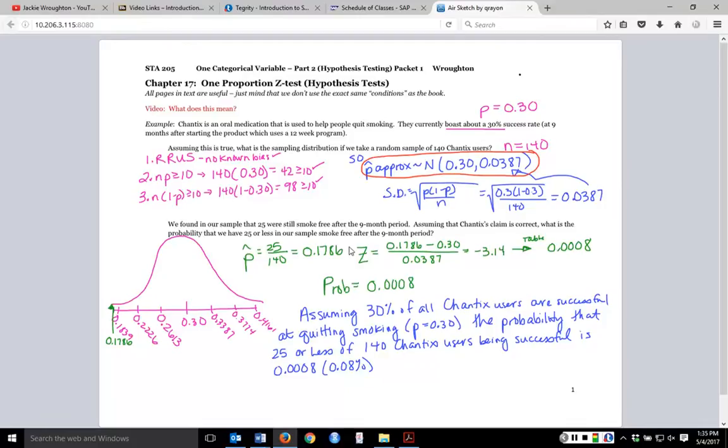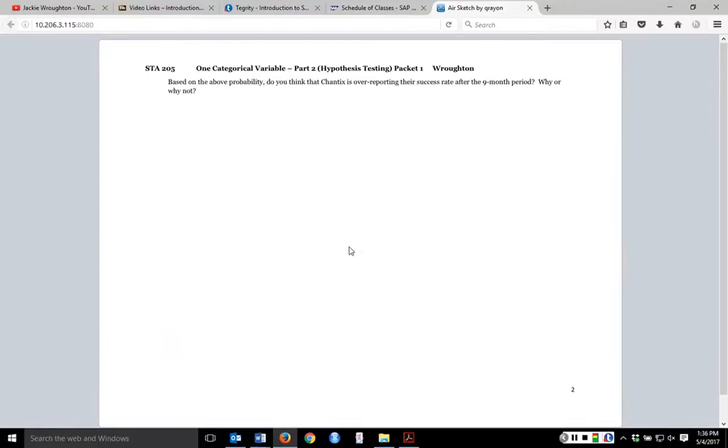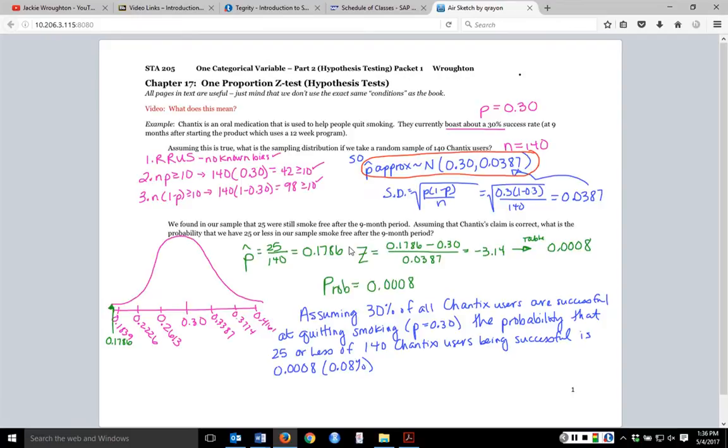So let's think through this idea. So here's my question that we have. Based upon our probability, do we think that Chantix is over-reporting their success rate after our 9-month period? Why or why not? Okay, so this is going to be a yes-no answer with a reason. So there's no more calculation being needed. We've already done all the math here that we need to do.